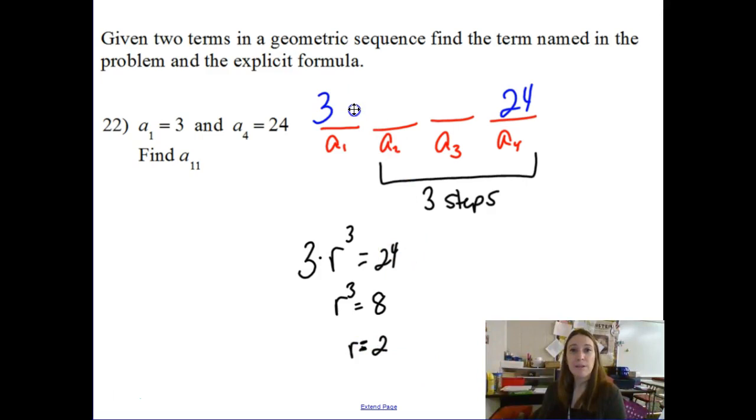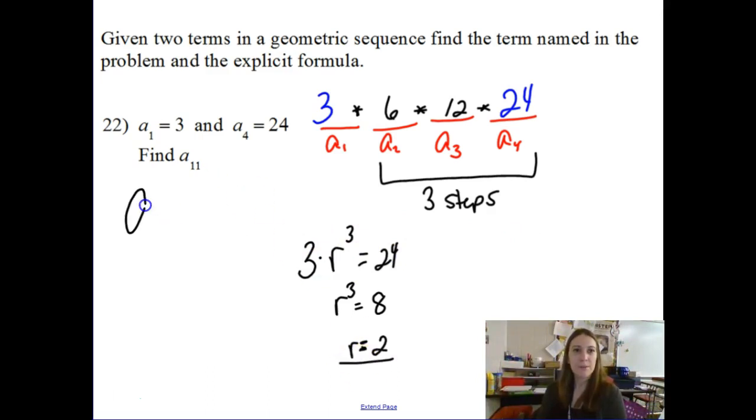And if you don't believe me, test it out. If you multiply by 2, you'd get a 6, and you multiply by 2, you'd get a 12, and you multiply by 2, you get a 24. So trust in the formula, right? So figure out how many steps you went through, and then set up a little equation. It is going to involve radicals, but you'll be all right. So common ratio is 2.